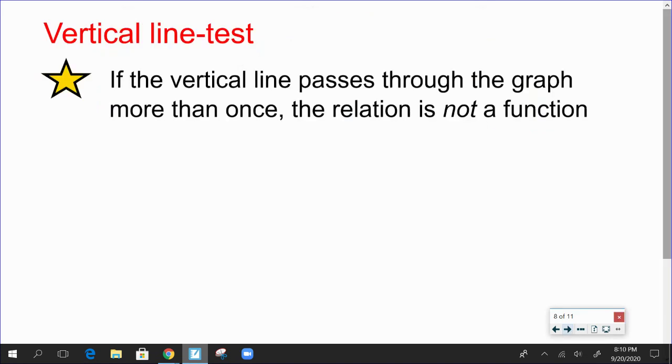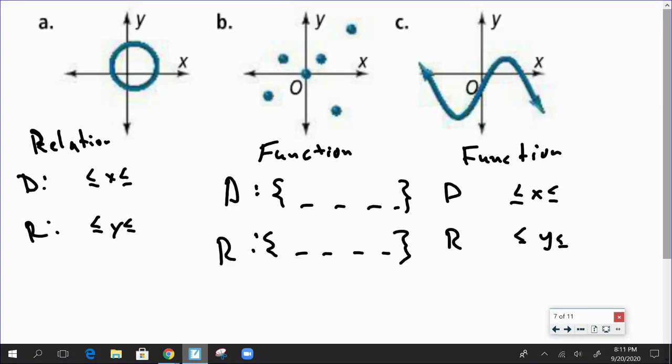Now, there is a simple test to see if the graph is a relation or if it's a function. Okay, it's simple. It's called the vertical line test. And it is exactly what it says. What you have to do is draw a vertical line straight up and down and see if it touches that particular graph twice. That one touches it twice, that's a relation.